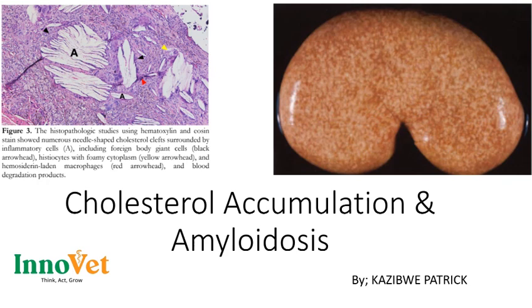Today I'm going to discuss two extracellular depositions, that is cholesterol accumulation and amyloidosis. As we can see in the left picture, we can see the microscopic view of cholesterol accumulation in a tissue. Then in the right picture, we can see the macroscopic or gross appearance of amyloidosis in a kidney.